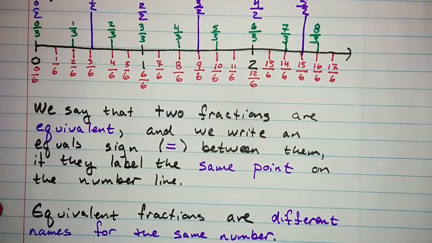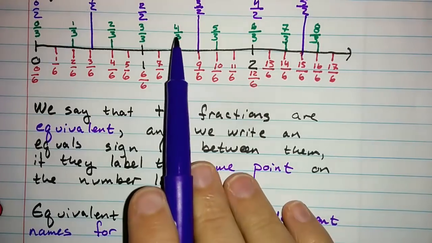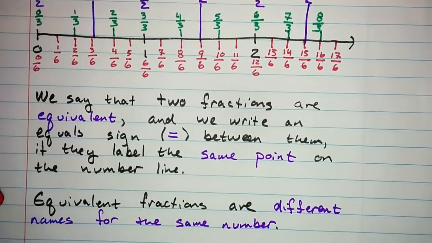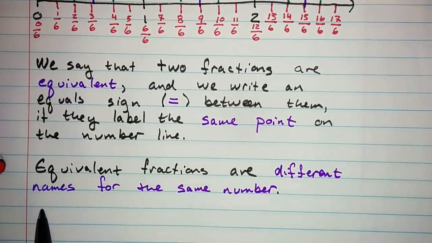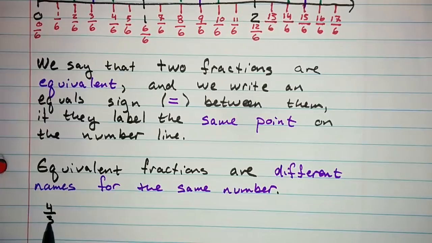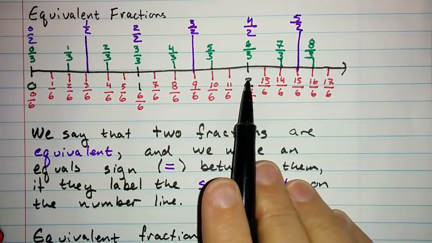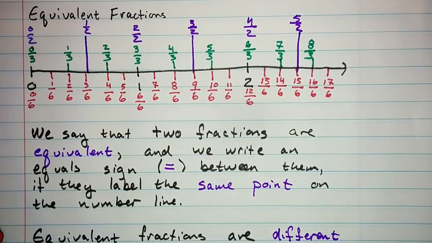So in my picture up here, for example, 4/3 and 8/6 label the same point. 4/3 is equivalent to 8/6.